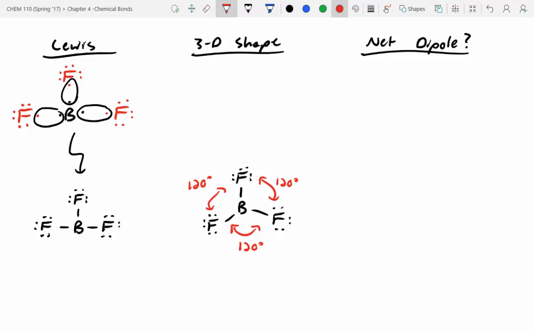Okay, so now if we look at this, do you think there's a net dipole? Why not? Yeah, they're all pulling in equal and opposite directions, right? So in this case, we would say that there's no net dipole. They cancel out. This is kind of confusing because there are some molecules that look really similar that do have net dipoles. And so let's take a look at another example.